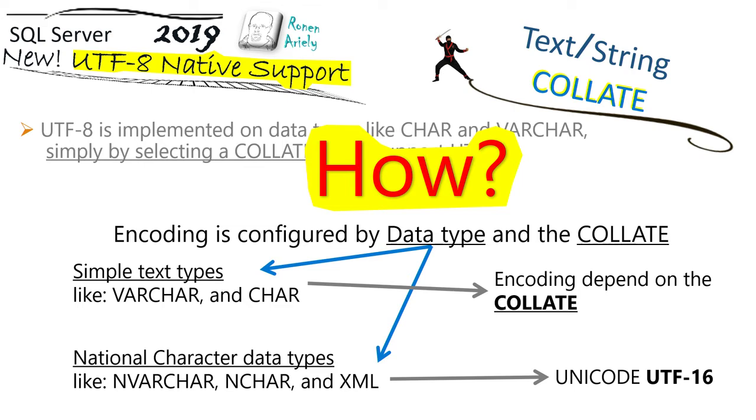So let's say 1 sentence. What is a collation? A collation is basically a set of properties which tell the server how to use the data. For example, one of the properties is how to sort the data. And one of the properties is what is the code page of the data, which is basically the encoding.